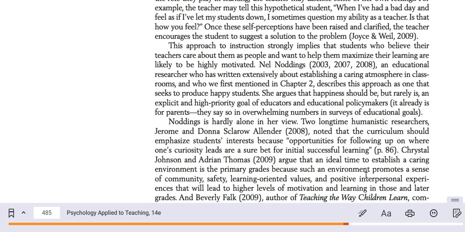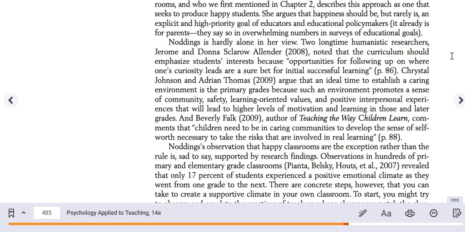Two longtime humanistic researchers, Jerome and Donna Sclaro-Allender, note that the curriculum should emphasize students' interests because opportunities for following up on where one's curiosity leads are a sure bet for initial successful learning. Johnson and Thomas argue that an ideal time to establish a caring environment is the primary grades because such an environment promotes a sense of community, safety, learning-oriented values, and positive interpersonal experiences that will lead to higher levels of motivation and learning in later grades.